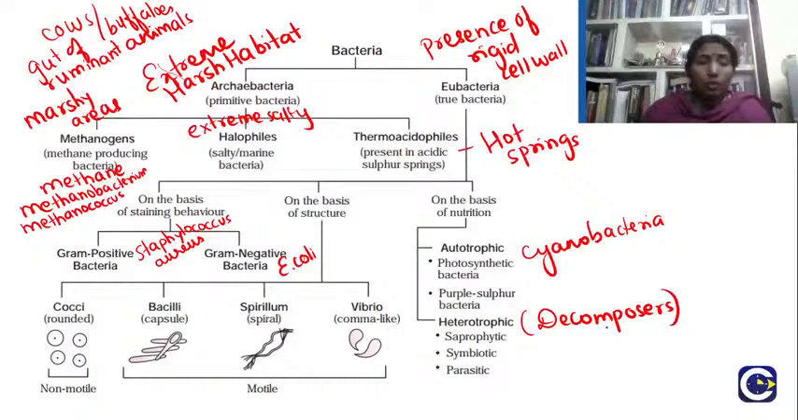Okay, so they are very much helpful in production of antibiotics and fixing nitrogen in the atmosphere, and many more. But at the same time, they are also very dreadful, causing diseases, for example cholera, typhoid, and so on. So saprophytic, symbiotic, parasitic, all of these are there. Okay, I hope you understood this, right?